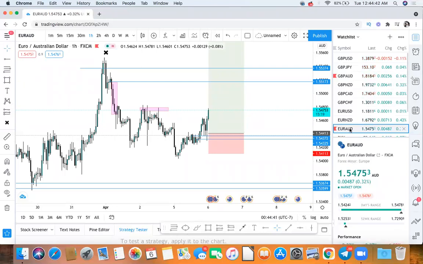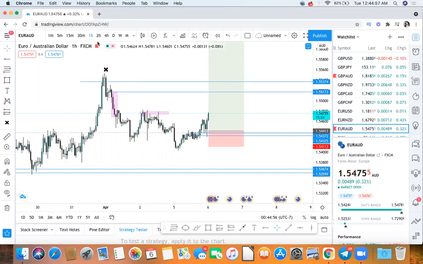So let's go ahead and get started today. So Euro UD, as you can see, we got in for that long position. We had zero drawdown. Well, not gonna lie, around two to three pips drawdown, but that was it. Currently, the trade is already running break even.